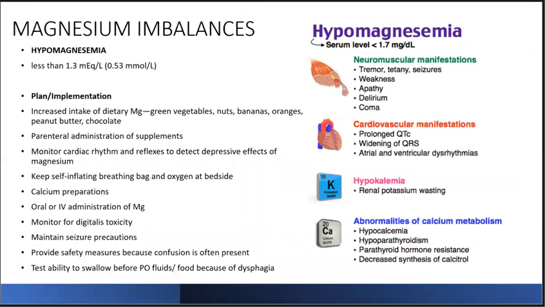Let's talk about magnesium imbalances. Normally our magnesium level should be between 1.3 to 2.3 milliequivalents per liter. So if it's less than that, we can say the client has hypomagnesemia, meaning low levels of serum magnesium. This hypomagnesemia can be attributed to abuse of diuretics or laxatives. It could also be attributed to chronic diseases. Again, it's also seen in clients with alcoholism.